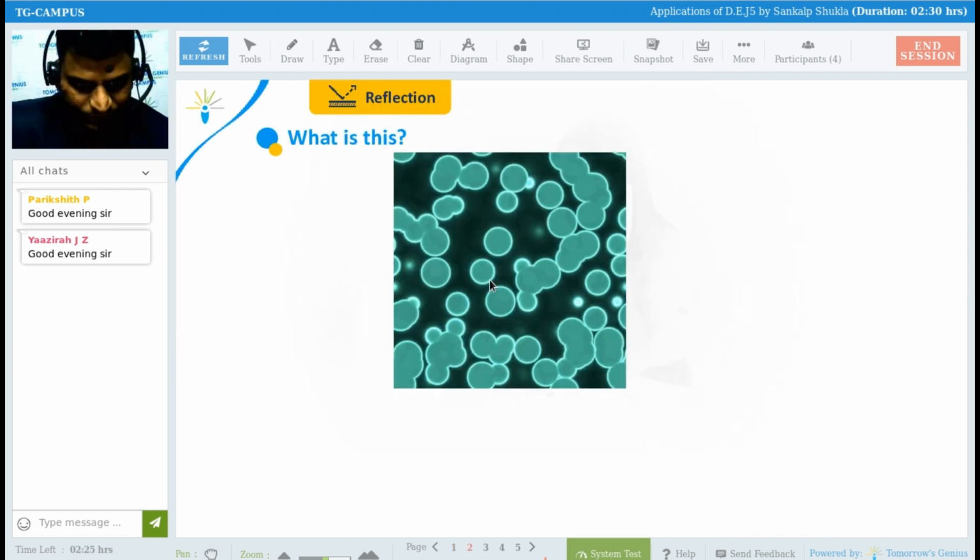Okay, let's see one thing. Can you tell me what is this? Particles. Vishwanath is saying it is particles and some microscopic organism. Parikshit is saying yes, this is actually bacteria. I wish I could have found a better picture of bacteria, but yes, these are bacteria, like when you zoom in from a microscope.